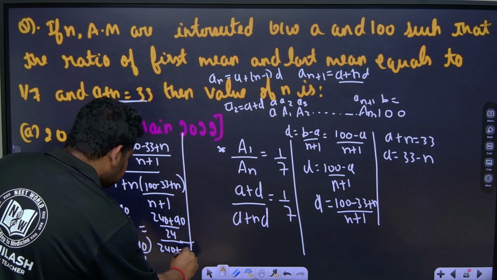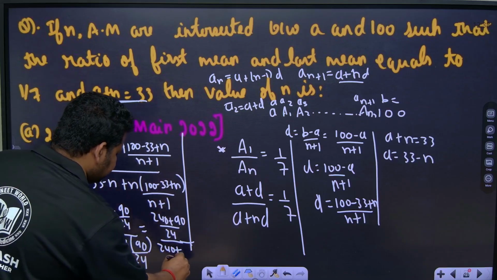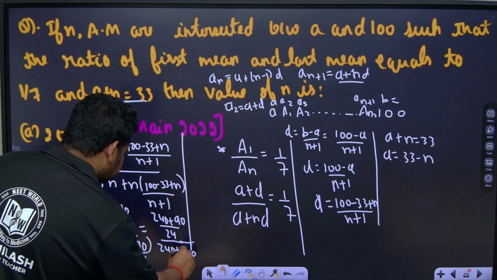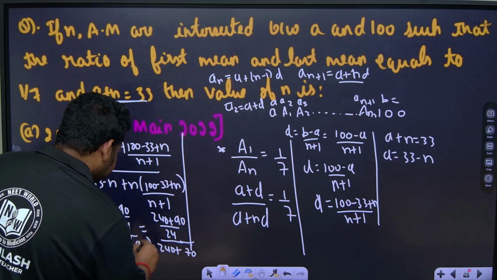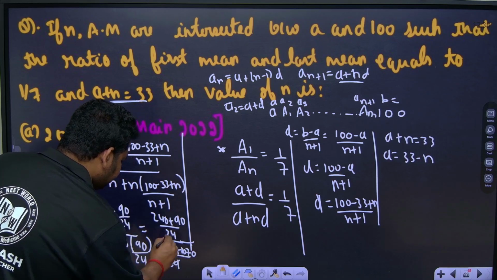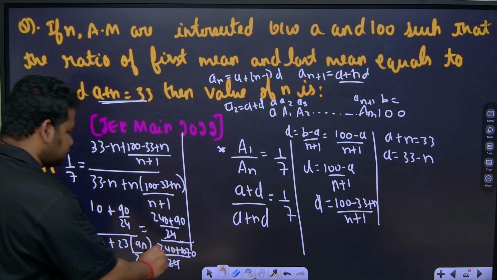So this is what? 24 cancel. This one will cancel. So 23 into 90 is what? 0, 900. 9 3s are 27. 9 2s are 18. 2070, divided by what? 24. 24 cancels. I should get it as equal to what? 1 by 7.